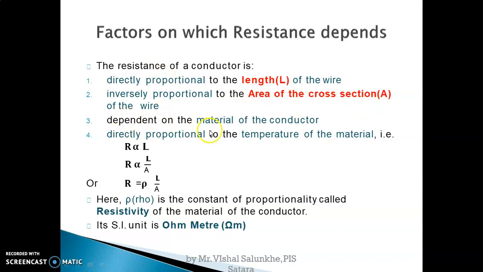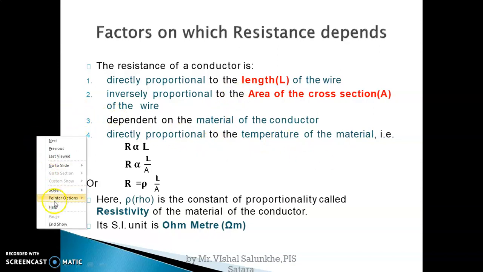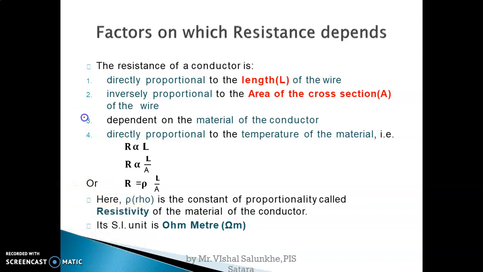Okay, then it depends on the material. Definitely it depends on which material we are using, and then it is directly proportional to the temperature of the material also. If you increase the temperature, resistance will also increase. Okay, so these two things, this 3 and 4, are general things. But the very important things are length and area. So we have to remember mainly these two things.